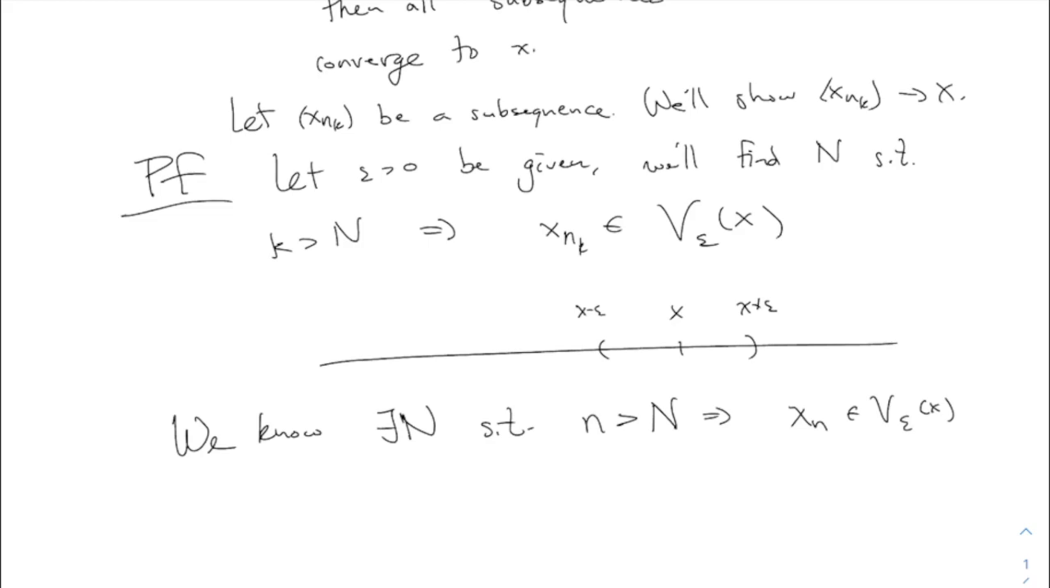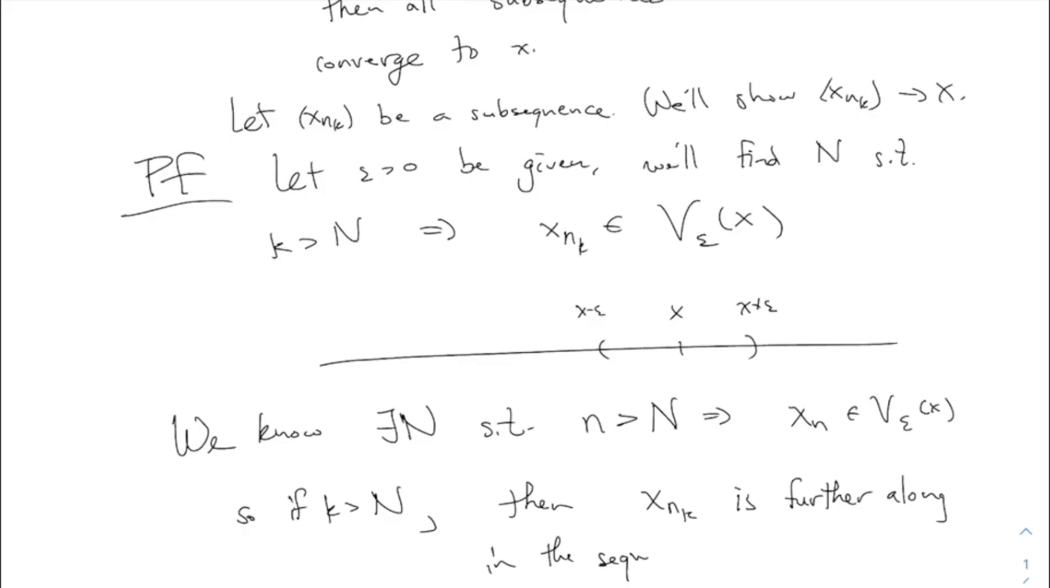This directly means that if I take k bigger than the same N, if k is greater than N, then n_k is further along in the sequence than big N, right?